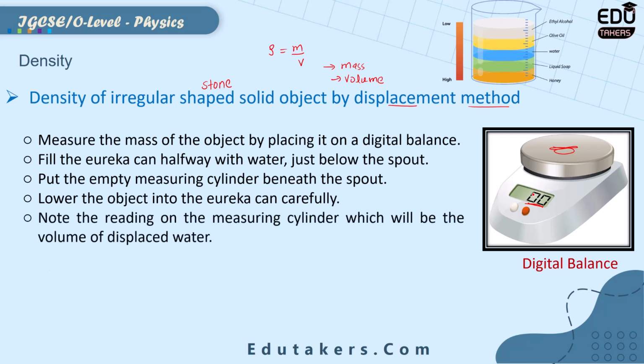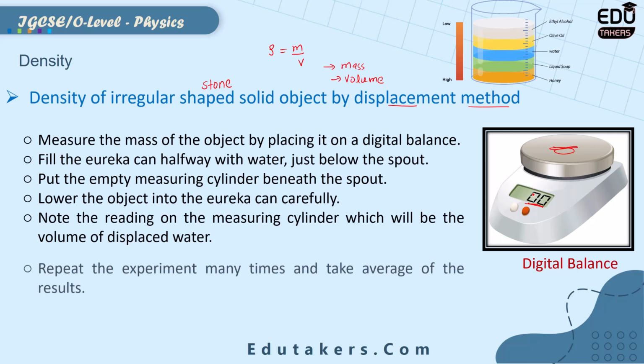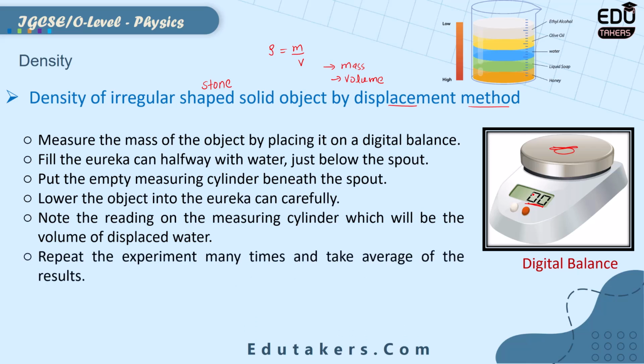You see that the water starts displacing, and some of the water will enter into the measuring cylinder. Then by that water, you can easily find out the volume of that object. When you find out the volume of that object, you already know the mass of that object. You have to repeat this experiment again and again and take the average of the result.